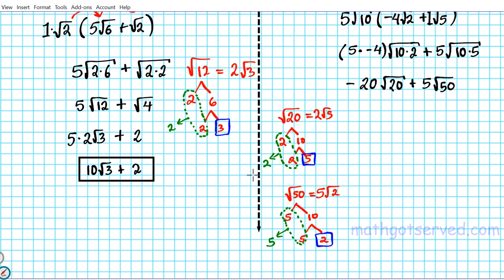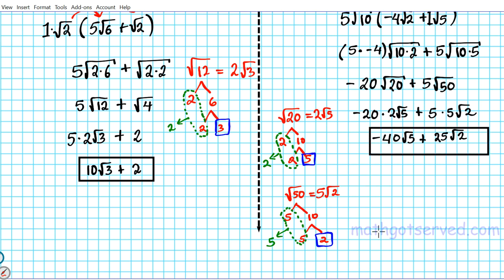All right, so let's insert the simplified forms back. We're now going to have negative 20. Now root 20 was simplified into 2 root 5, so don't forget what you had there before. Plus 5, and then root 50 simplified into 5 root 2. If you simplify this, just multiply the coefficients. You have negative 40 root 5 plus 25 root 2. And there goes the answer to question number 4.